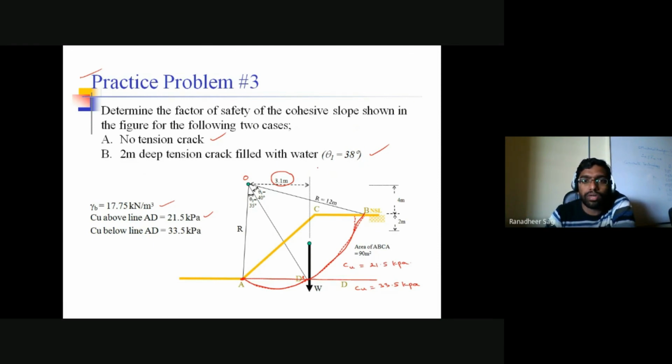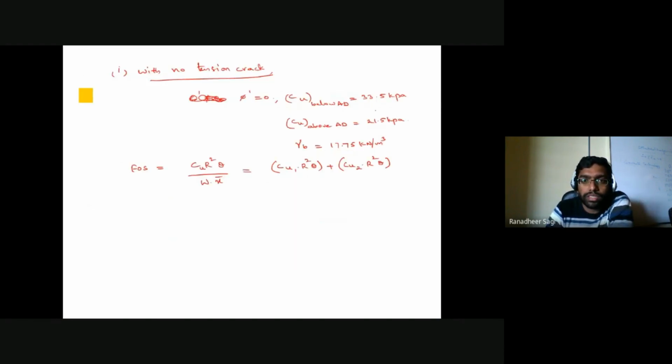Yeah, so theta 1 is for the region going from D dash to B. Theta 2 angle is defined for the region going from A to D dash. So instead of writing it specifically as Cu1, Cu2, I don't want to confuse you, I'll write it something like this.